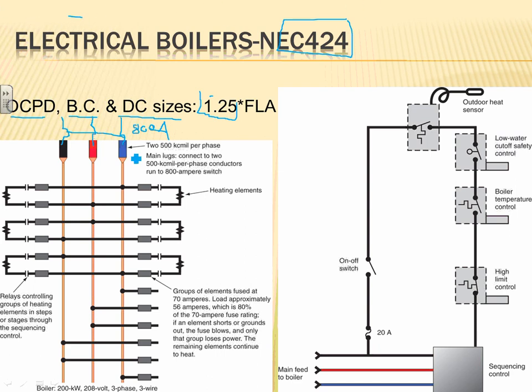I don't know if you can see that one. It's two sets per phase, 500 kcmil to feed this piece of equipment. The overcurrent protection device will be an 800 amp. Two sets of 500 lined in every feeder, and the disconnect. Your disconnect is going to be rated for an 800 amp disconnect, or the circuit breaker itself can act as your disconnect.